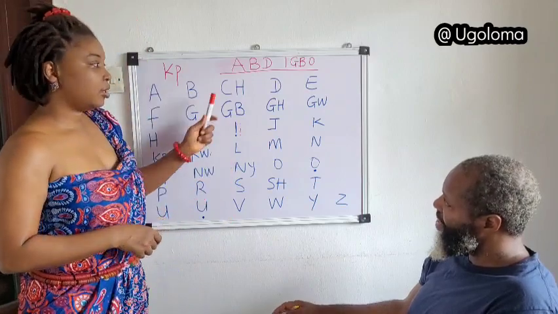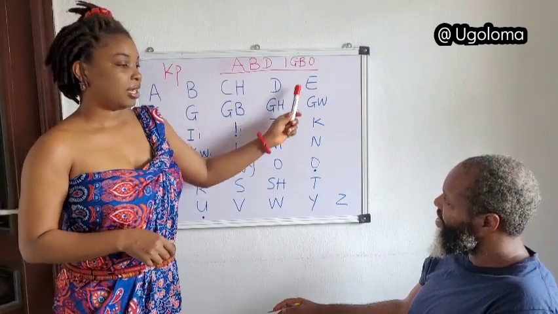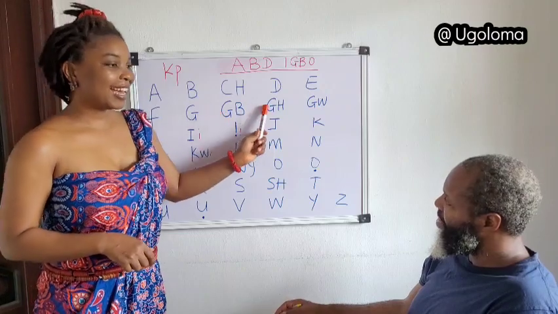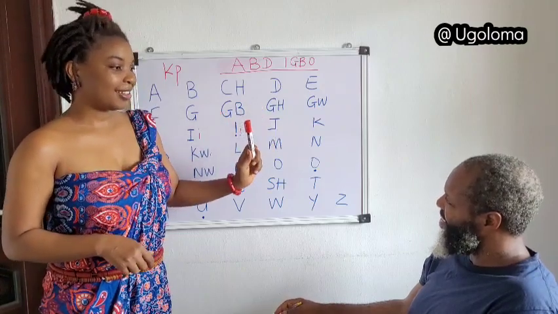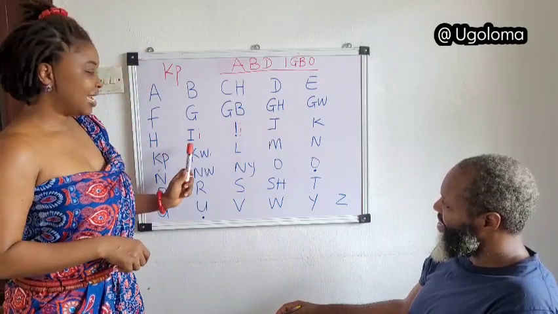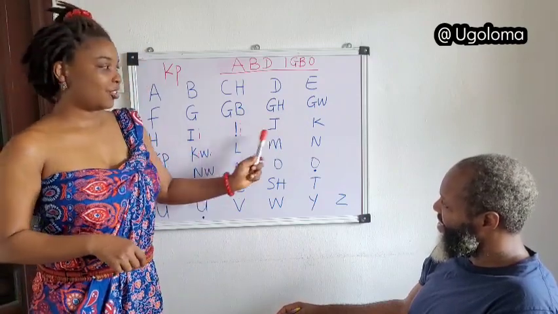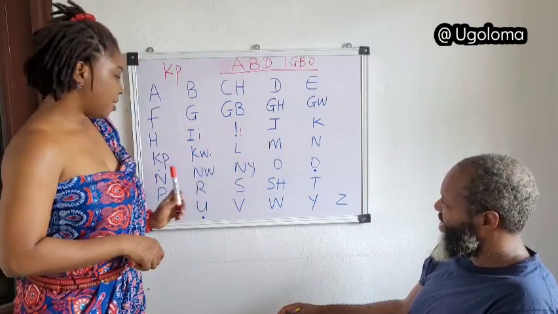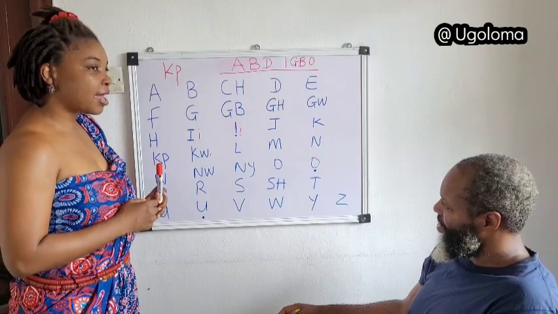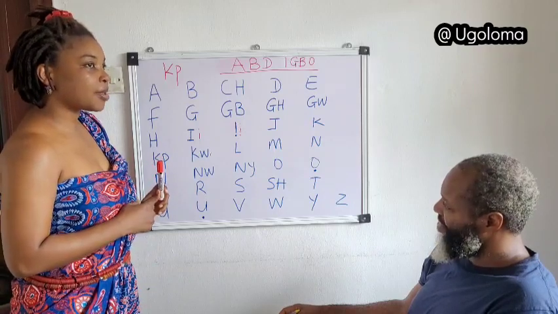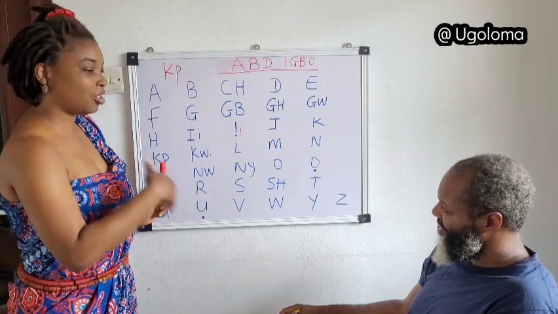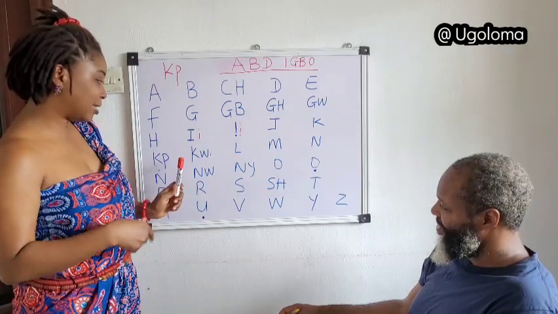A. B. Ch. D. E. F. G. Ge. Gui. He. I. E. J. K. Ke. Ve. Be. Good. You're gonna get better, okay? You're gonna get better. Just keep practicing.